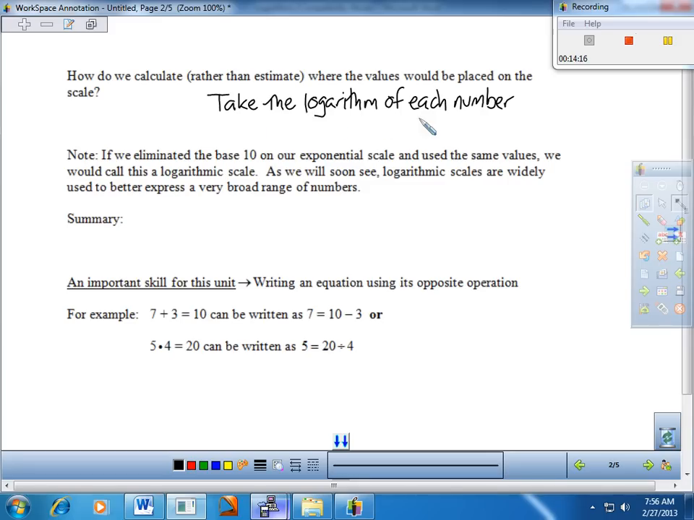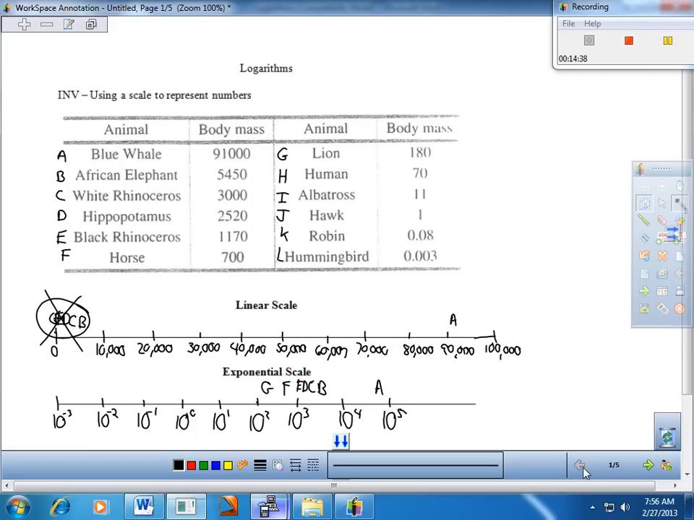Take the logarithm of each number. All right, just a little note and a quick summary, and then we move forward. It says, note, if we eliminated the base 10 on our exponential scale and used the same values, we would call this a logarithmic scale. As we will soon see, logarithmic scales are widely used to better express a very broad range of numbers. Again, just like the investigation. Instead of doing 10 to the negative third, 10 to the negative second, and 10 to the negative first, if I just did negative 3, negative 2, negative 1, 0, 1, 2, 3, 4, 5, and placed them the same way that I did, that would be called a logarithmic scale. And we'll be using some applications dealing with exactly that.